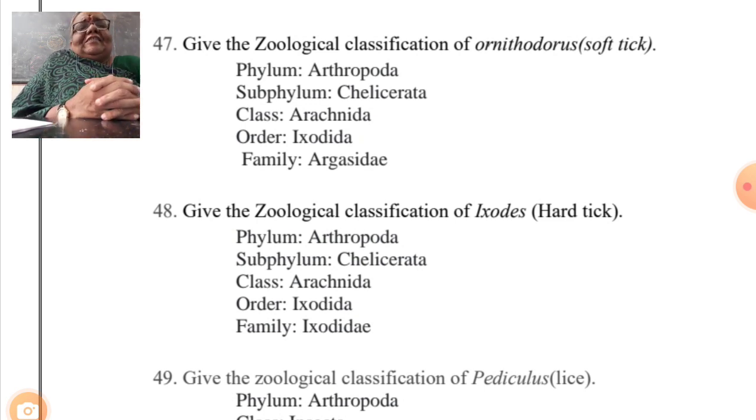These ticks, mites and lice, fleas, etc., they all belong to the phylum Arthropoda under the group Invertebrata. Okay? So far you studied a few protozoan parasites. Now you are going to study the classification of a few arthropodan parasites which have been prescribed in your syllabus.